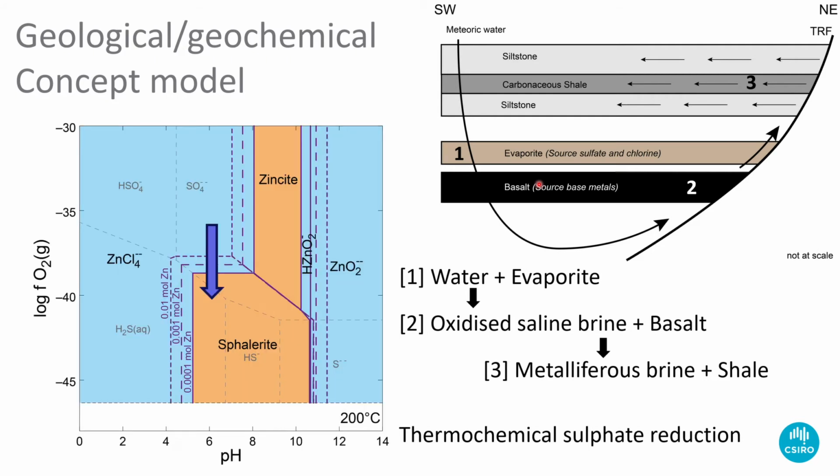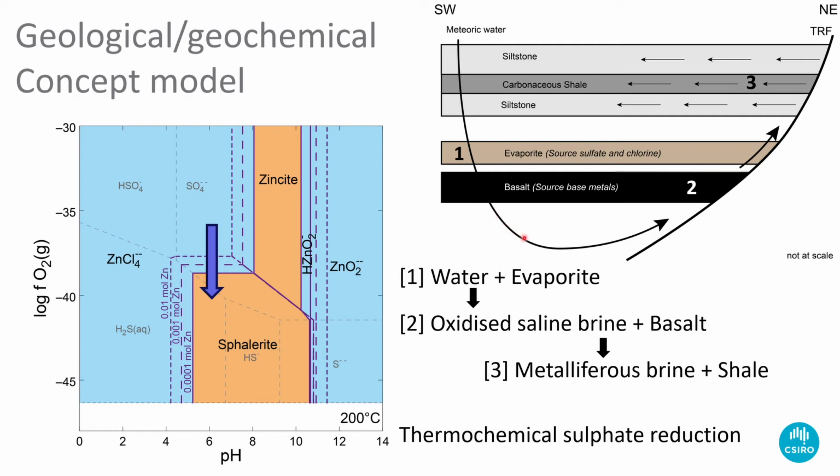Now, to understand what's happening here, if we look at the predominance diagram for zinc, we can see that in an oxidized environment, zinc is carried in solution. And therefore the interaction of this oxidized brine with the basalt will allow the leaching of the lead and zinc into solution.